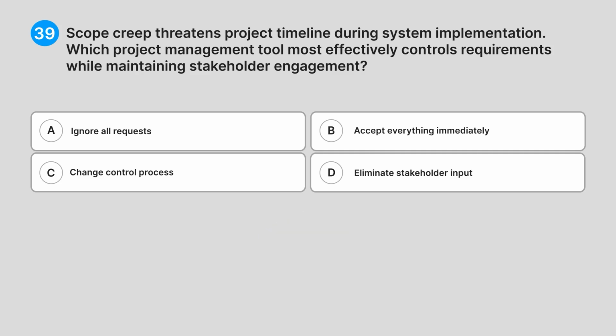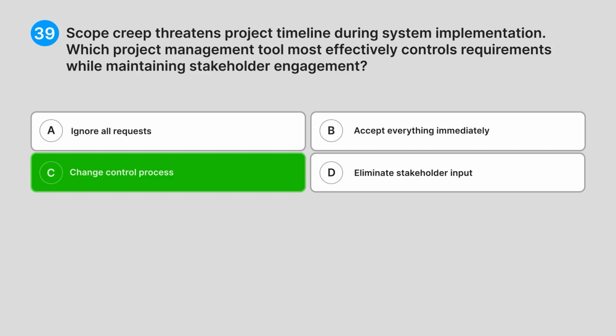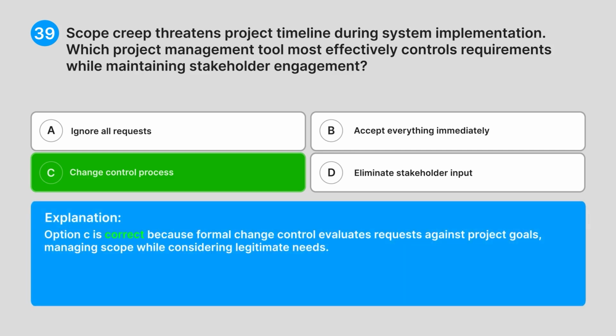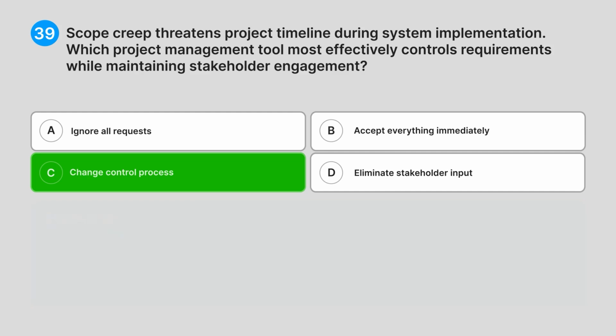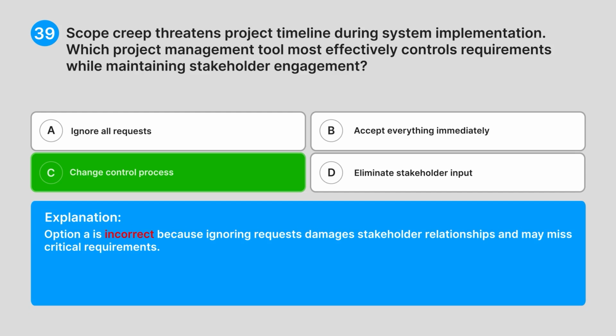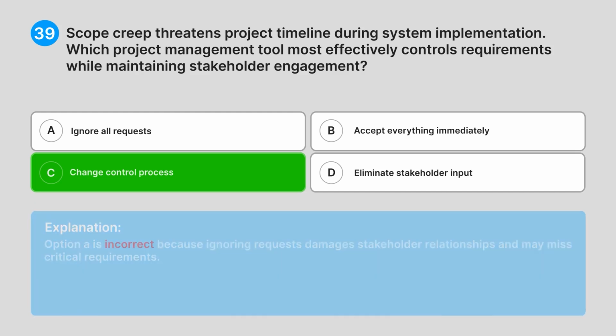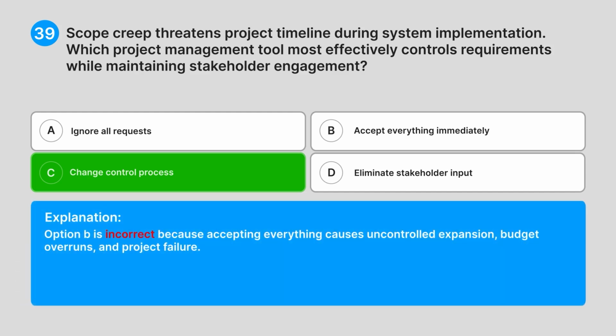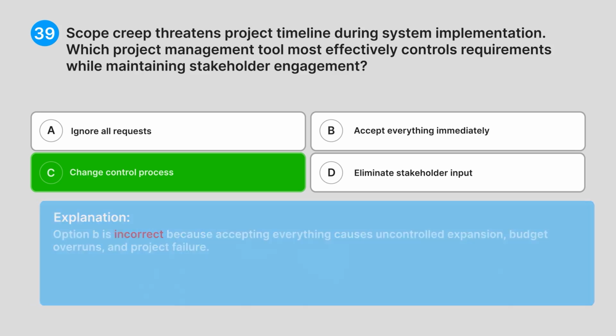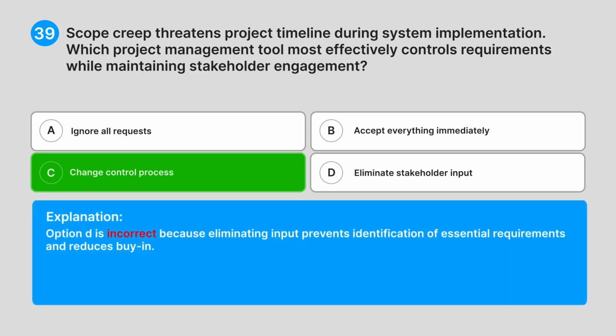Correct answer: C. Change control process. Explanation: Option C is correct because formal change control evaluates requests against project goals, managing scope while considering legitimate needs. Option A is incorrect because ignoring requests damages stakeholder relationships and may miss critical requirements. Option B is incorrect because accepting everything causes uncontrolled expansion, budget overruns, and project failure. Option D is incorrect because eliminating input prevents identification of essential requirements and reduces buy-in.